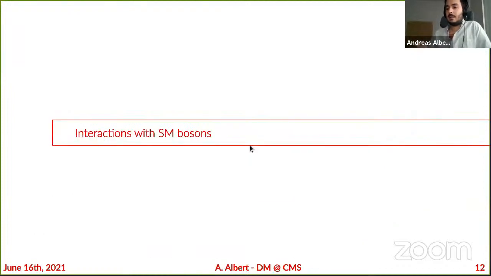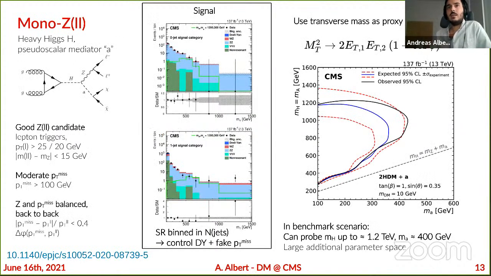With that, I'm going to come back to the thing that I mentioned at the start, which are interactions with bosons, since we've now really covered the spin-1 case in great detail. And here I want to show you a mono-Z search. This is in terms of topology similar to mono-V, but now the Z decays leptonically.